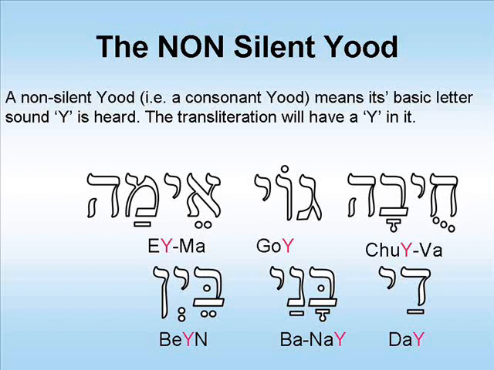The Yood has a shva. Therefore, it is obvious that the Yood has to be heard, because the shva means that the letter has to be heard, and we hear the basic sound of the letter, y.